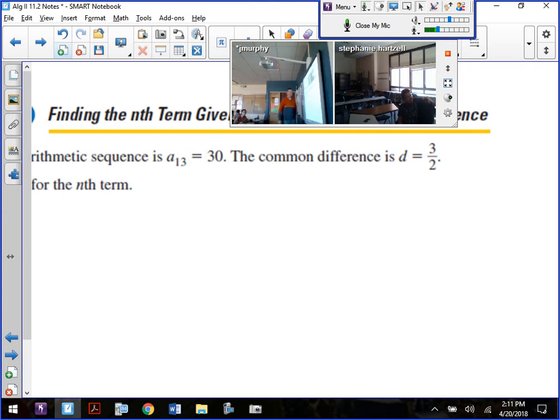If the 13th term is 30, the common difference is 3 halves. How do you write the rule? Remember, if the 13th term is 30, the common difference is 3 halves. How do we write out the rule? What's the equation that generated that?